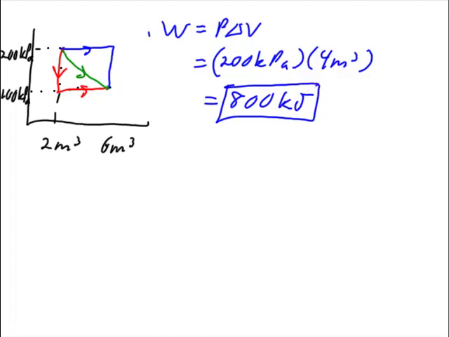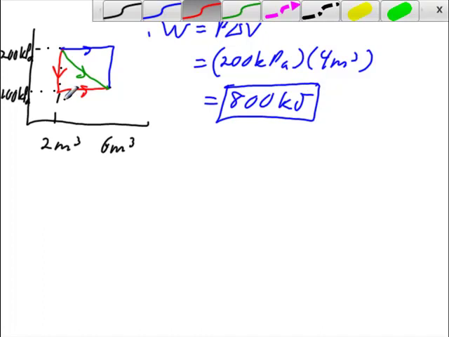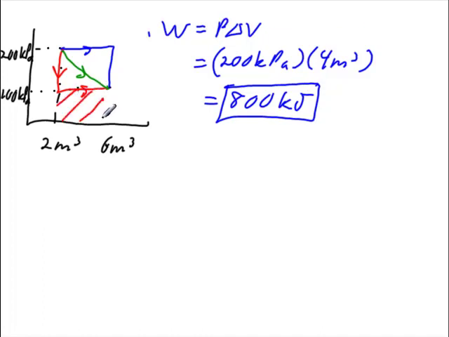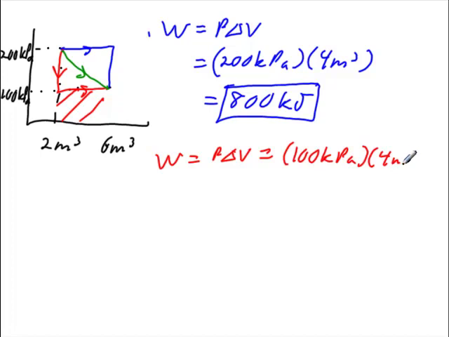For the red path, I only consider the area down here. So there, the work is equal to still pressure delta V, but now it's the smaller pressure of 100 kilopascals times 4 meters cubed. So that's a work of only 400 kilojoules.